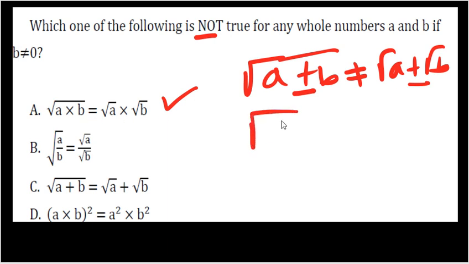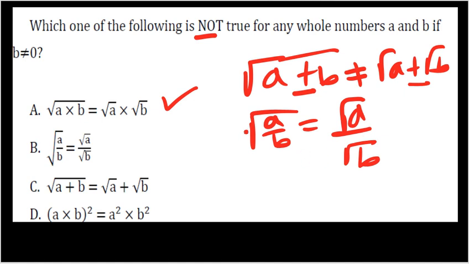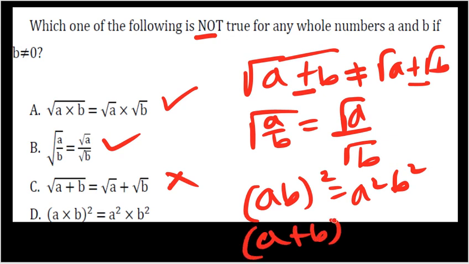If you have A over B, you can write it as square root of A over square root of B. Over means divide. So for divide and for times it works. So this is also correct. But this one, no. In case of squaring, also the same. (AB) squared is the same as A squared B squared. But (A plus B) squared doesn't mean A squared plus B squared. Even for minus, it doesn't work. So the answer will be C, which one is not correct.